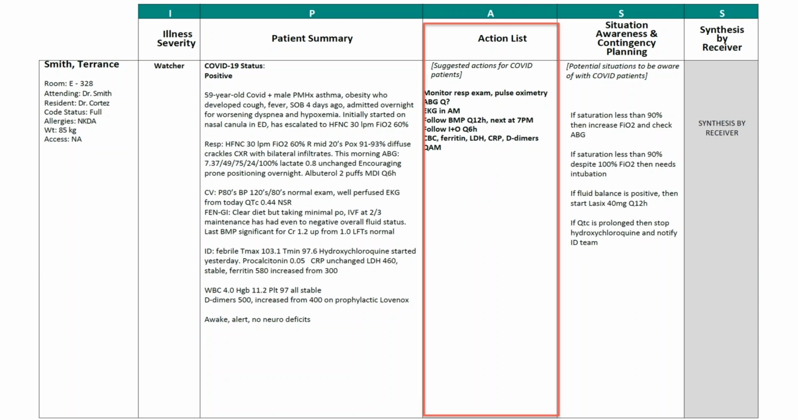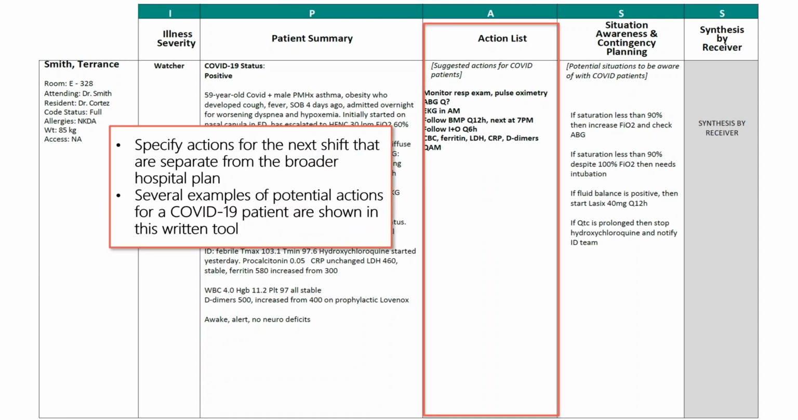In an action list, the off-going clinician provides key action items that need to be accomplished during the next shift. This will specify actions to be completed during the shift which are distinct from the broader hospital plan and contingency plans. Several examples of potential action items that might be included for a patient with COVID-19 are shown in the written handoff tool on your screen.